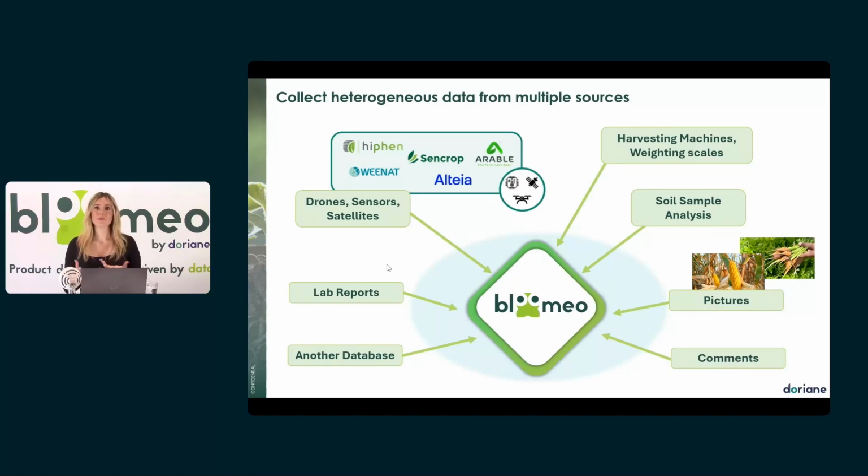So what are the different sources that we can get our data from? First is drones, sensors, and satellites. They can be connected through an API to your database. These do not only provide you weather conditions, but also information about the field, about the distribution of growth, and about any unexpected events that happen in the field that affect your data set. You have harvesting machines and weighing scales. You can also create an API with those systems to your database. The same goes for your soil sample analysis, pictures and comments you made in the field, lab reports, or any other databases that you have. So through creating all of those connections, you then enrich your data set with all of that additional information.